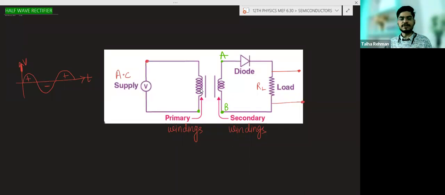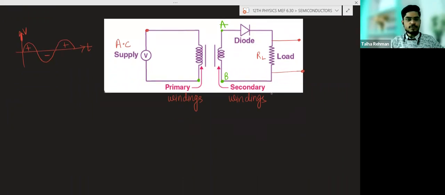But here we have to understand that when we supply AC during the positive half cycle, when this is positive, this diode will be forward biased and current will flow through this diode and through the load, and we will get the output. When this end becomes negative, because after a certain period of time the polarity keeps changing, this diode will be reverse biased. When this diode is reverse biased, no current will flow through the load, and we will get no output.